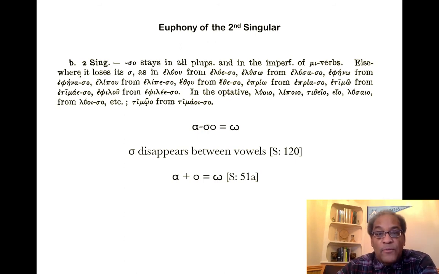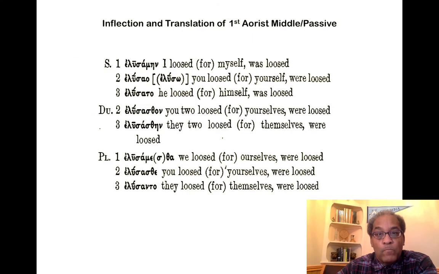And if you look at section 51A, you'll see in his description of what happens in contraction of vowels that with alpha and omicron, the omicron overpowers everything and you end up with omega. So therefore, the second person singular, usually if you're dealing with Attic or New Testament, would just be this omega. Although, as we saw a second ago, Homer can just give you the alpha-omicron and have the sigma disappear, but the alpha and the omicron do not contract.